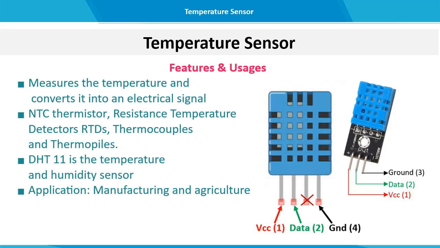The widely used DHT11 is the temperature and humidity sensor, which is the basic low-cost digital and capacitive sensor. Nowadays, we can find temperature sensors throughout industries such as manufacturing and agriculture.